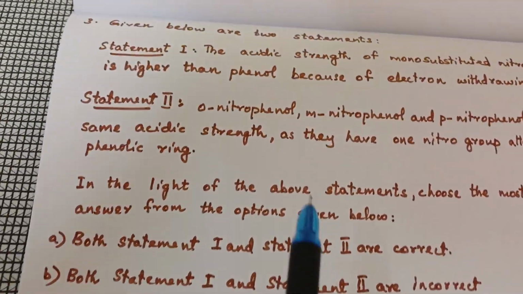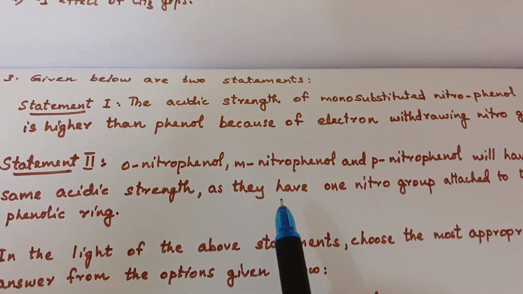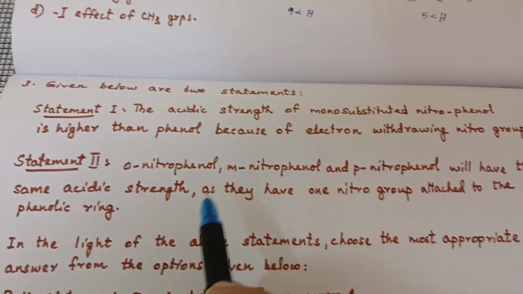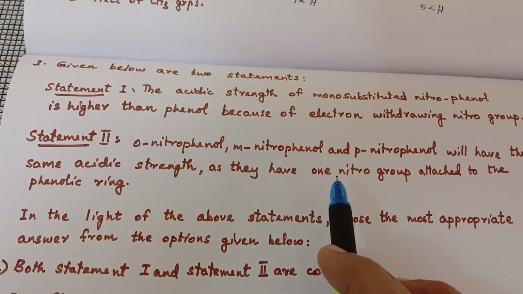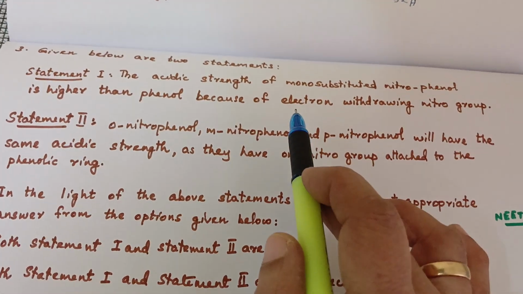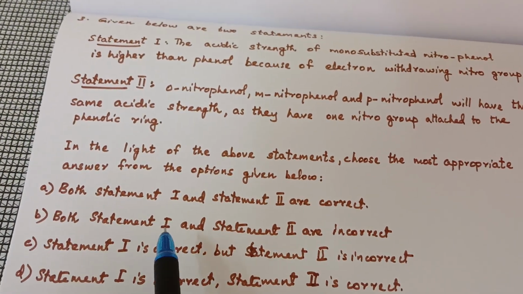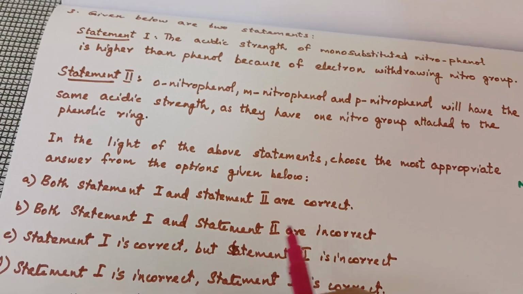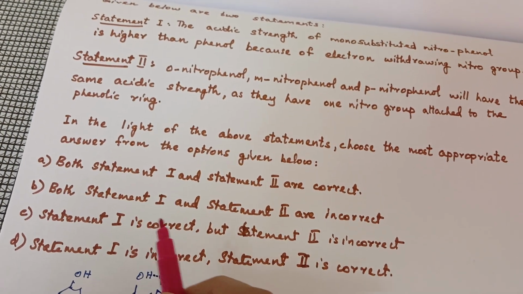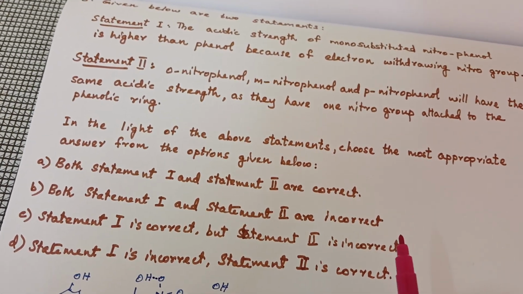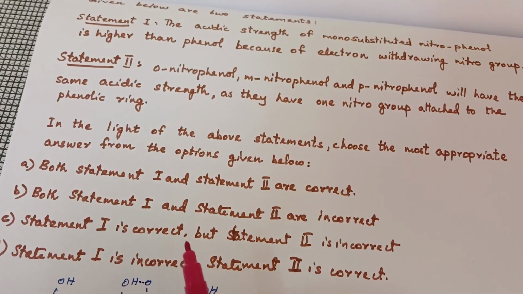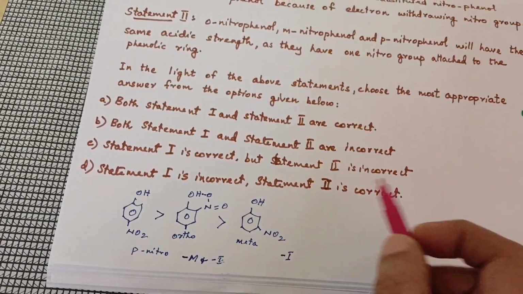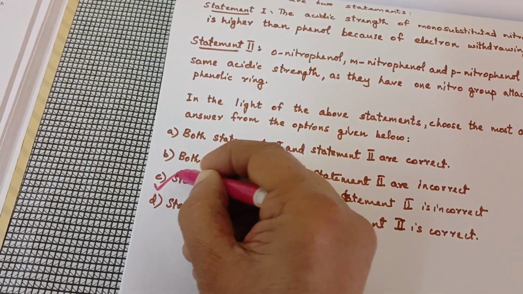So our second statement is wrong. They say they have only one nitro group and their acidic strength will be the same. No. So statement 2 is wrong. Statement 1 is correct. Let us look at the options. Both statement 1 and 2 are correct. In B, both statement 1 and 2 are incorrect. Statement C, statement 1 is correct, but statement 2 is incorrect. So our option C is the correct choice.